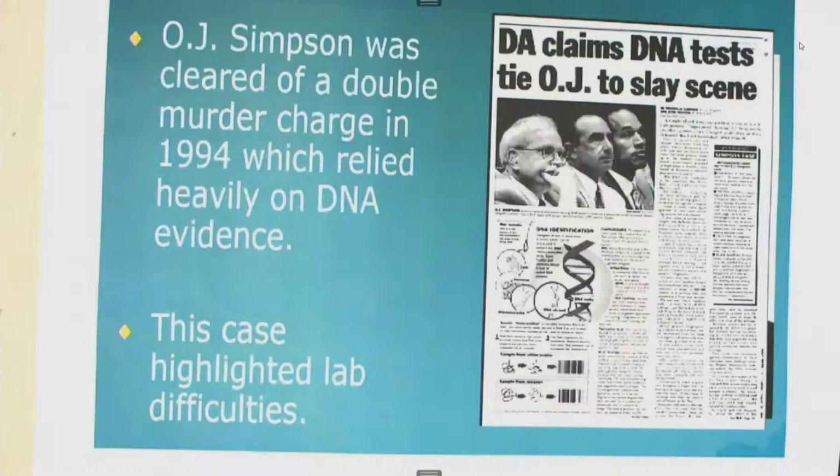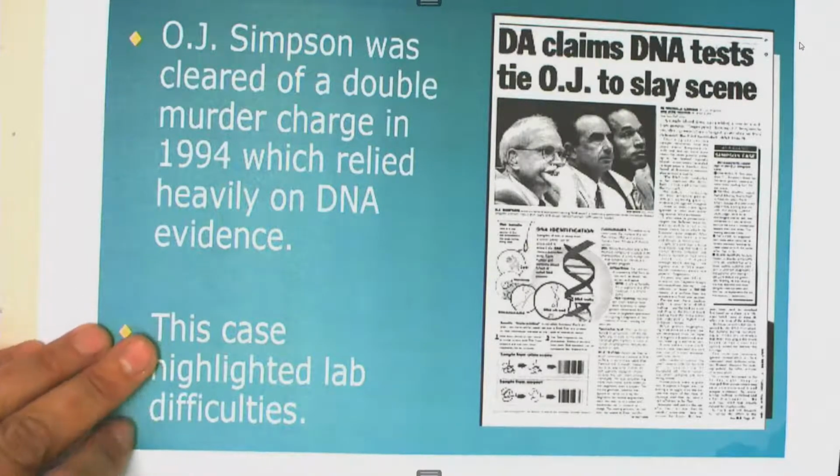Okay, another famous case that you may know of is the case of O.J. Simpson, and this is also the case where they showed that DNA evidence can also have a negative side, where it can be contaminated or they will not accept it because of several situations that we discussed previously.